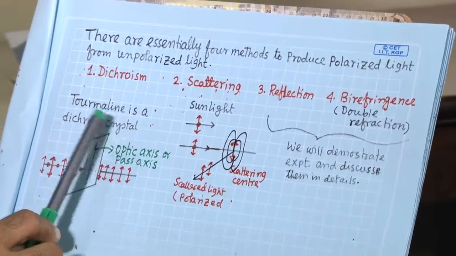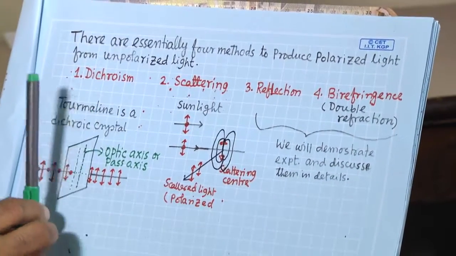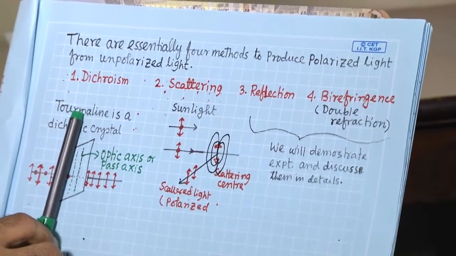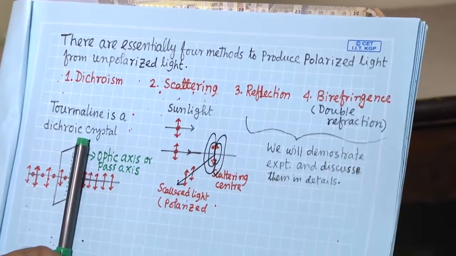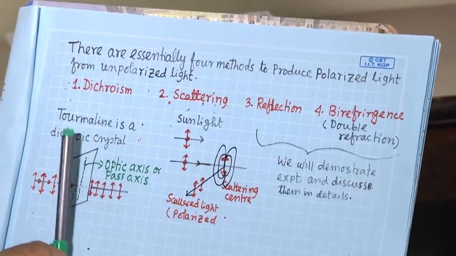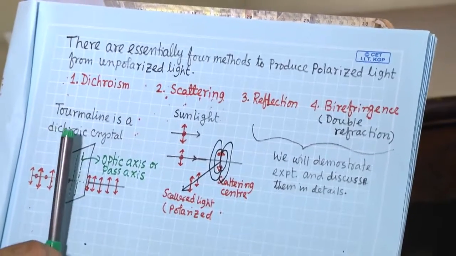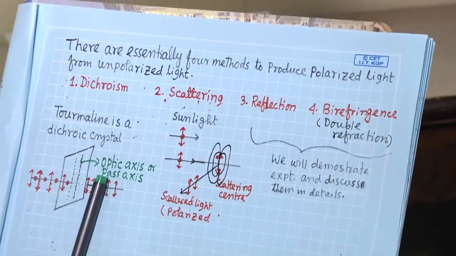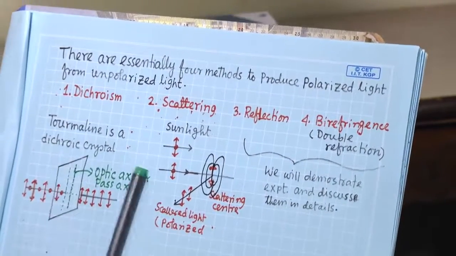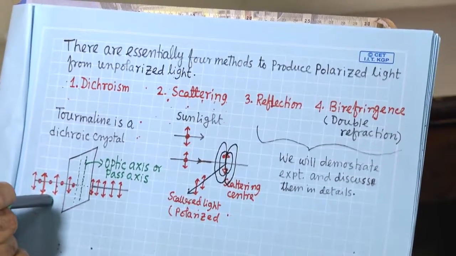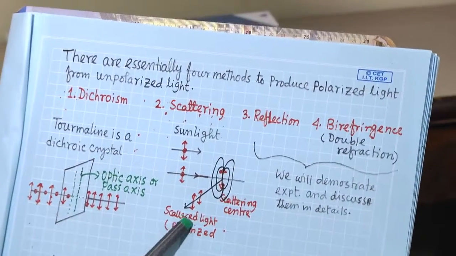Tourmaline is a dichroic crystal. This is a natural crystal called tourmaline. This crystal basically has an optics axis or pass axis. Which direction is the optics axis depends on the structure of the crystal. One direction is the optics axis or pass axis, which means the component of the electric field parallel to the optics axis will pass through, and the electric field perpendicular to the optics axis will be obstructed and will not pass through.